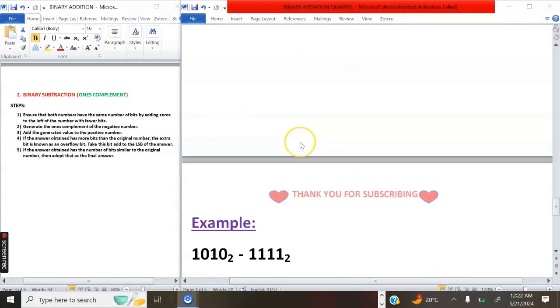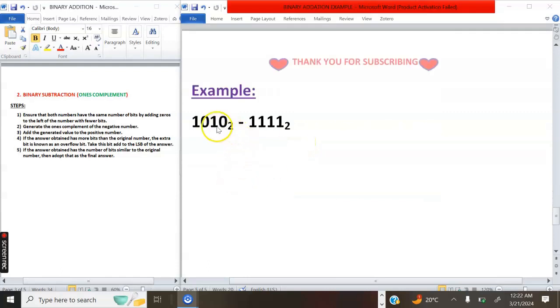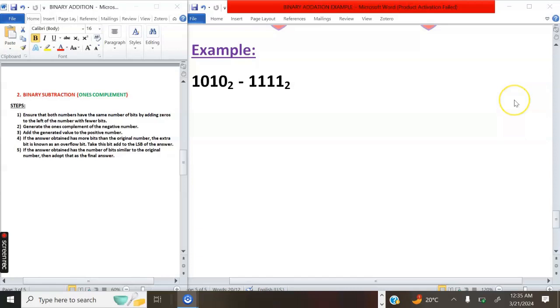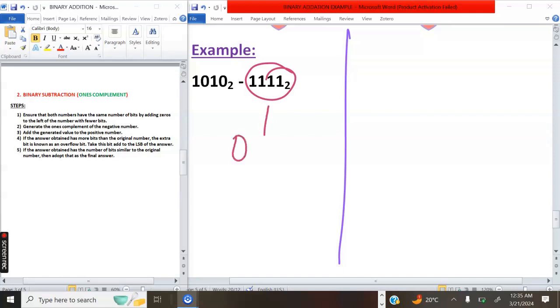So our next example, we have 1 0 1 0 base 2 minus 1 1 1. As you can see, both sides have an equal number of bits, so there is no room for the addition of extra bits. So I will just move directly and get a 1 complement of this number. A 1 complement of this one will be 0 0 0 0. Remember, 1 becomes 0 while 0 becomes 1 for a 1 complement.